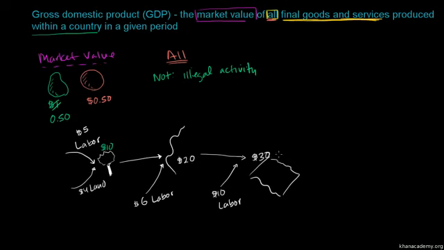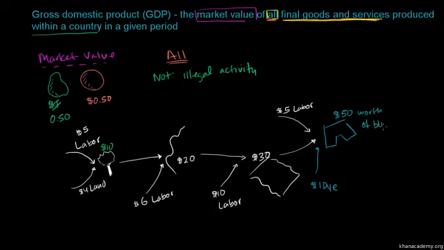And then I could take that $30 worth of cotton fabric, plus some more labor. So let's say another $5 of labor. And let's say we also are going to put in $1 of dye right over here. And in the process, I can create, let's say, $50 worth of blue jeans, at market value.